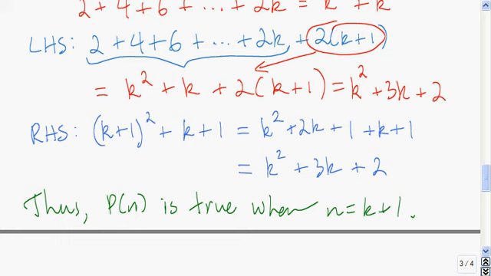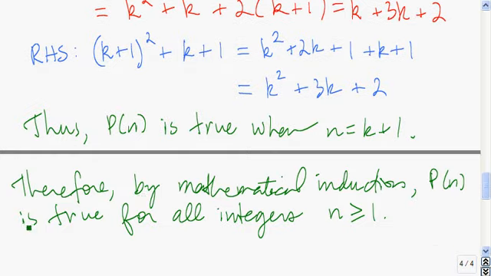So, by the principle of mathematical induction, P of n is true for all integers n greater than or equal to 1. Okay, so therefore, by mathematical induction, P of n is true for all integers n greater than or equal to 1.